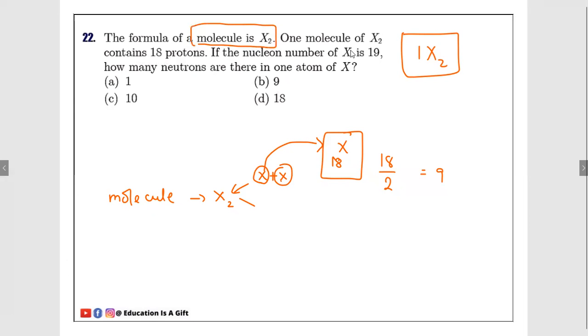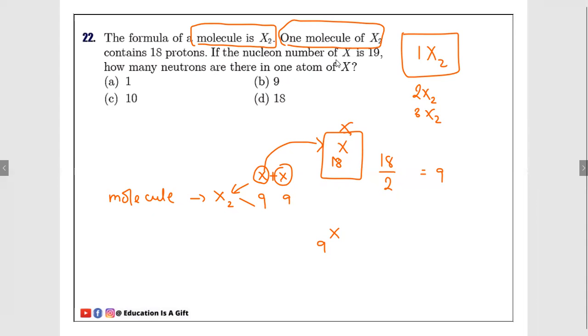One molecule of X2 means one X2. Two molecules of X2 means 2X2. If it is 3, it means 3X2, like that you have to go. So don't go with this one. You have to say one has 9, another has 9. Now you got X number of protons, 9.